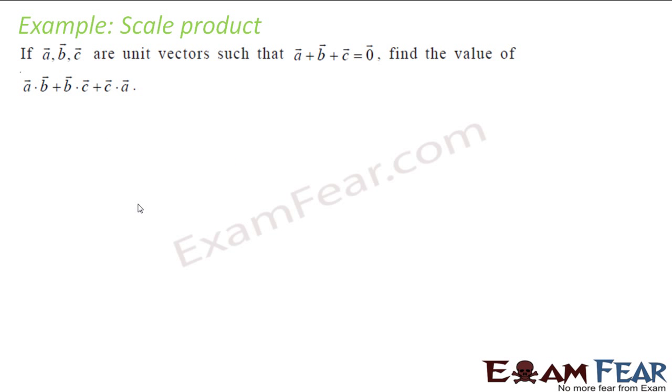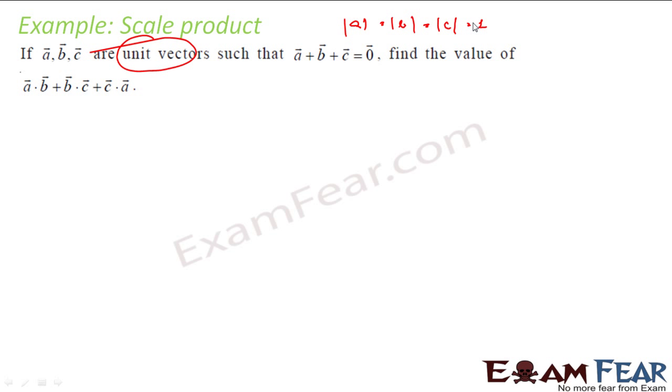The question says, if a, b, c are unit vectors such that a plus b plus c is equal to 0, we have to find the value of a dot b plus b dot c plus c dot a. And it is told that a, b, c are unit vectors. That is, mod of a is equal to mod of b is equal to mod of c is equal to 1. That is being told. Correct?